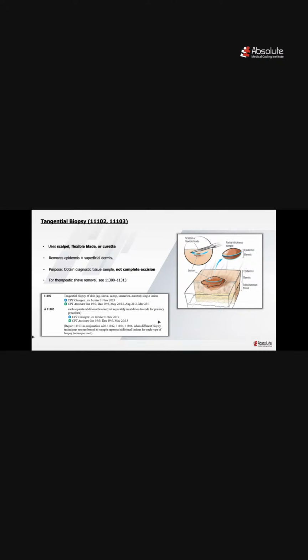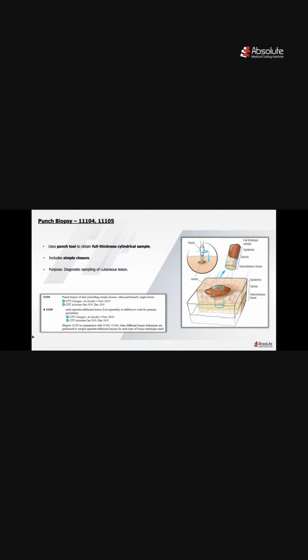Okay, so now let's move on to the next topic, the punch biopsy. So next up is punch biopsy. The punch biopsy uses a punch tool to remove a full thickness cylindrical sample of the skin, and it includes your epidermis, dermis, and sometimes a bit of the subcutaneous tissue. Here also the purpose is diagnostic. We are taking a small cylinder of tissue from a lesion to examine it under the microscope. And the simple closure of the biopsy site is also included in these codes. So this covers any minor manipulation needed to close the wound neatly.